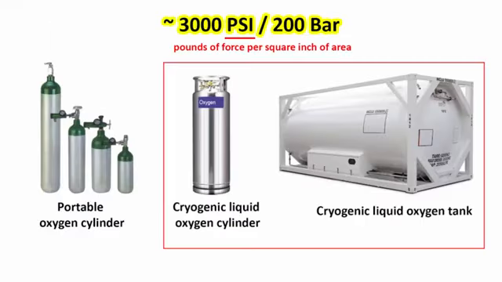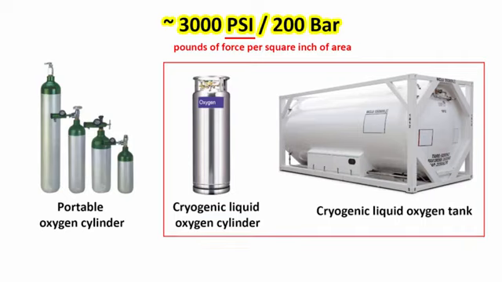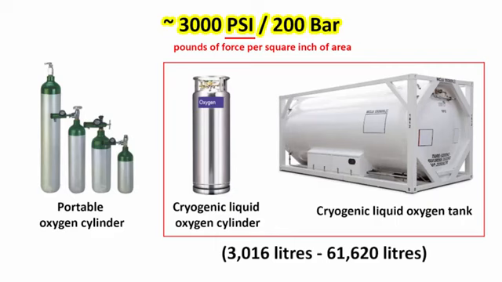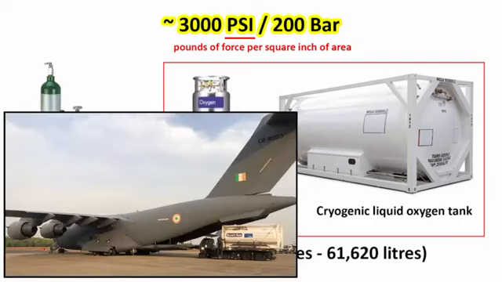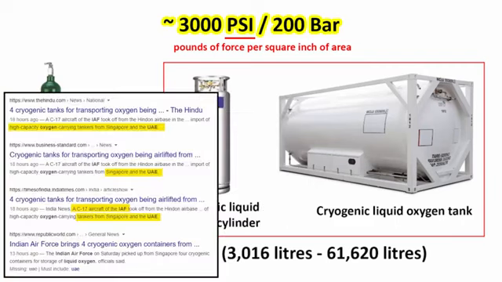Now, a cryogenic oxygen tank looks like this. They come in different capacities from 3016 liters to 61,620 liters. The Indian Air Force has airlifted 4 cryogenic oxygen tanks from Singapore in a C-17 aircraft. Apart from Singapore, India is also looking at lifting oxygen tankers from UAE.